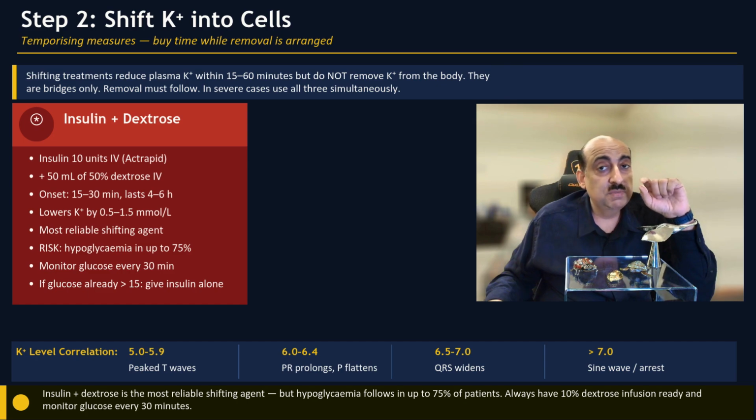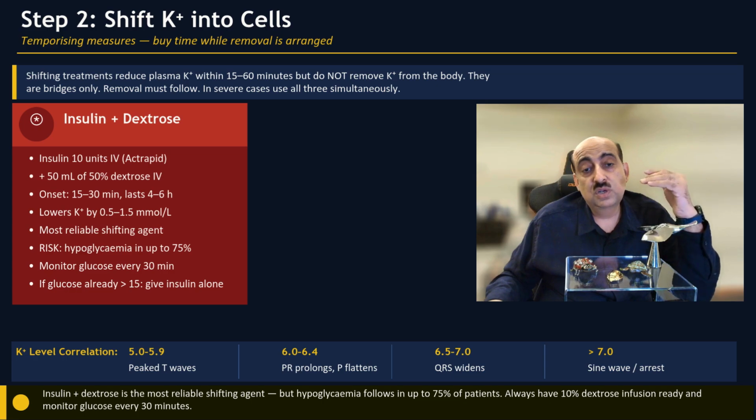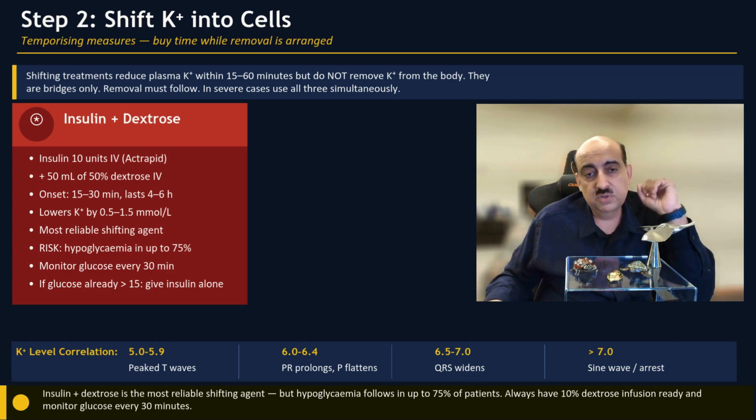Hypoglycemia is one complication because you're giving insulin, so you have to monitor blood glucose every 30 minutes for the next 2 hours or so. And if glucose is low, then you can give additional dextrose, 5%, depending upon the glucose readings.